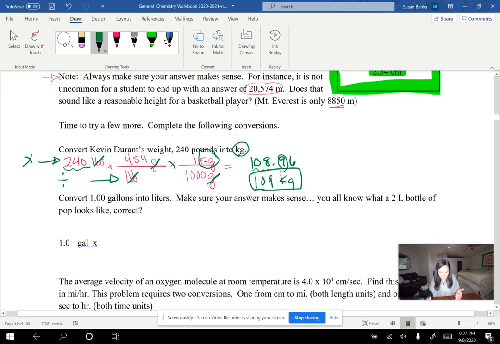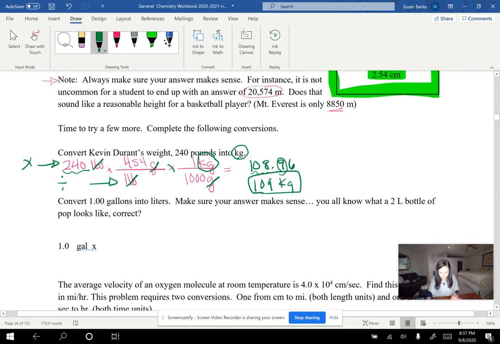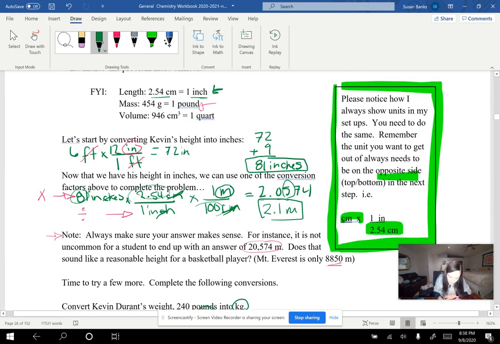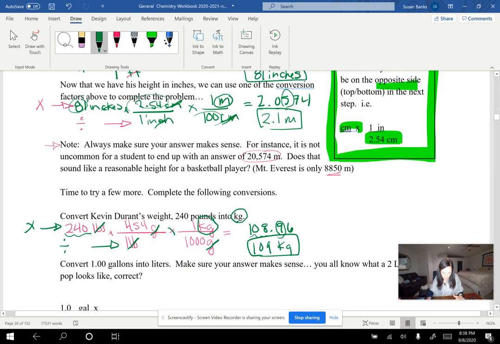Convert 1 gallon into liters. So let's look at our conversion. I have 946 milliliters in 1 quart. So that's not even gallons. But can I get gallons into quarts? I sure can. Okay, so let's work on this.